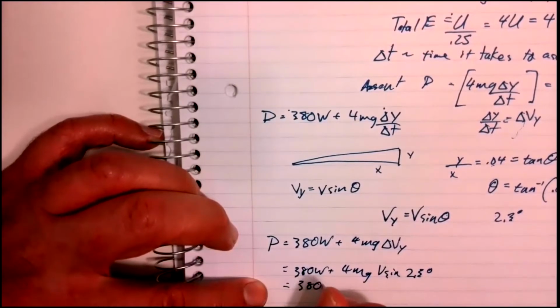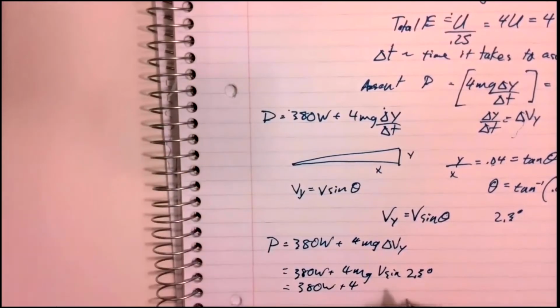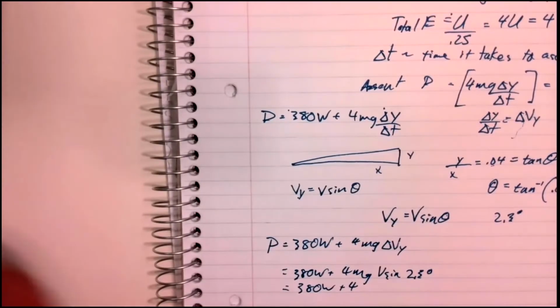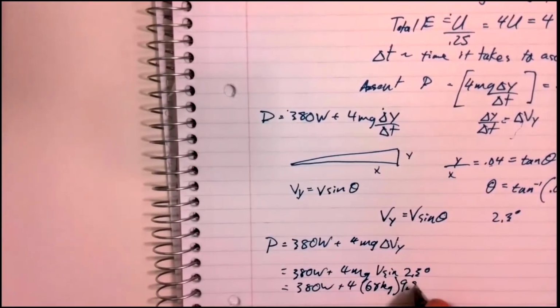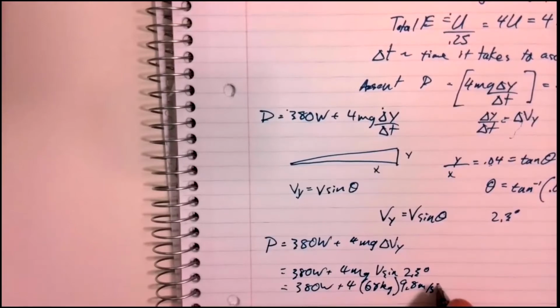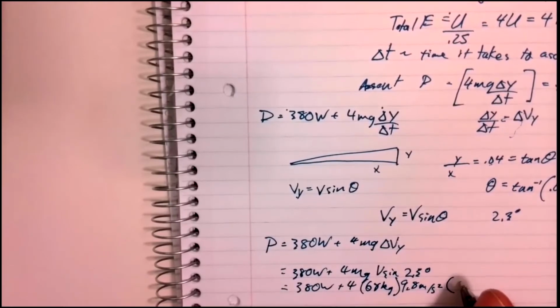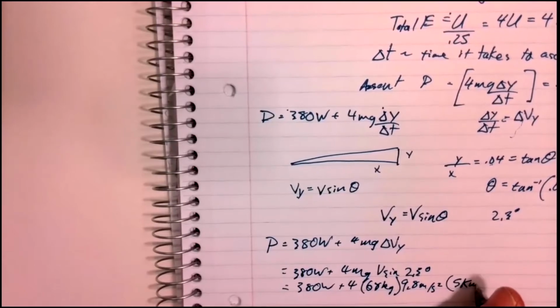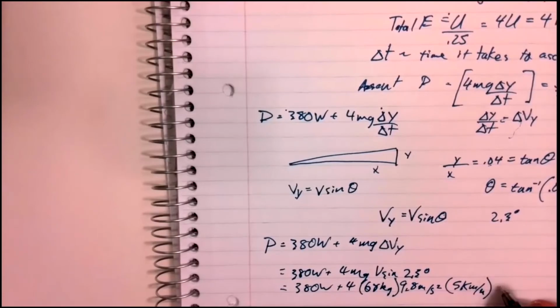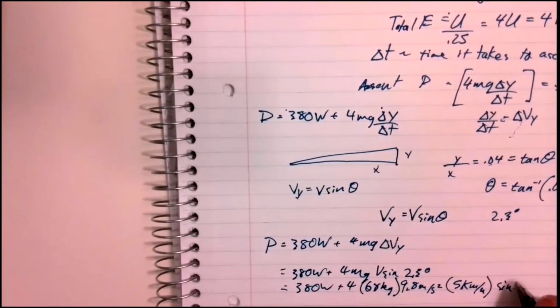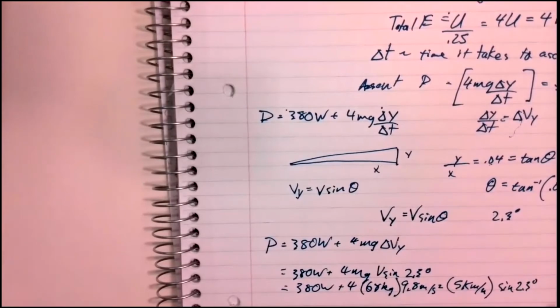All right, 380 watts plus 4 times their mass. What was the mass? I can't remember. 68 kilograms. Seems like a lot of people weigh 68 kilograms in this book. Just an observation. Times velocity, 5 kilometers per hour. Times sine of 2.3 degrees. Right there it is.